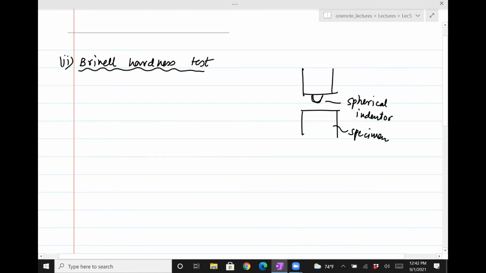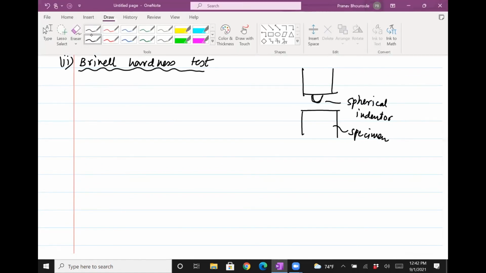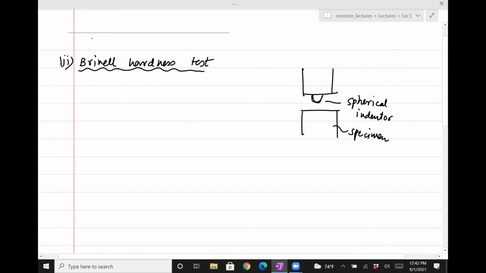And this test is much simpler because what you do is apply a force. The force really depends on the type of Brinell test you do. Different tests have different forces you apply. So apply force, which comes from a specification sheet. And then what that does is it basically indents the surface.